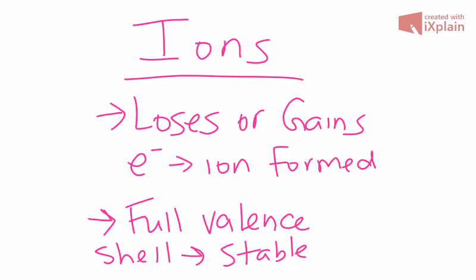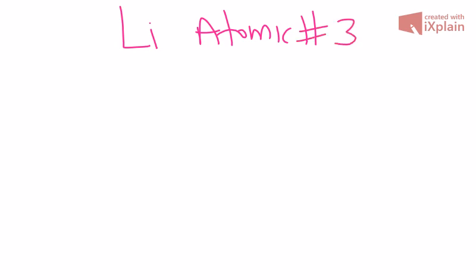So let's look at lithium to show how this works. Let me just erase this page here. So let's look at lithium. So lithium has an atomic number of 3, and it has a mass of 7.